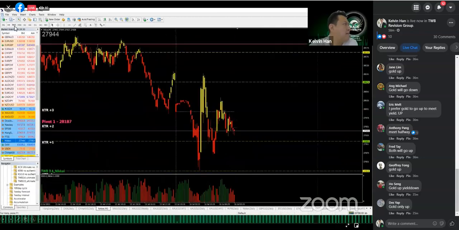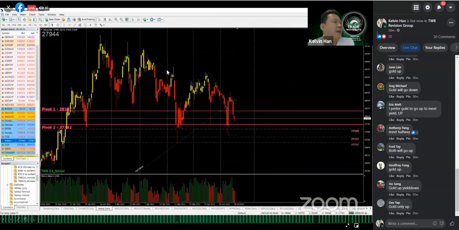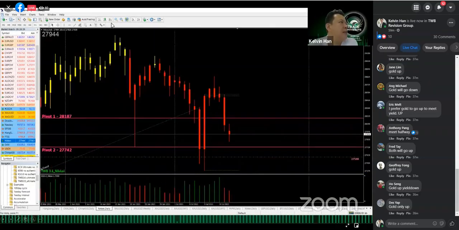For today, Nikkei. Today's Nikkei is down and it should be going down further. Why? Because the market opening price is between two pivots and the KSI is red in color. So likely it will go down lower.